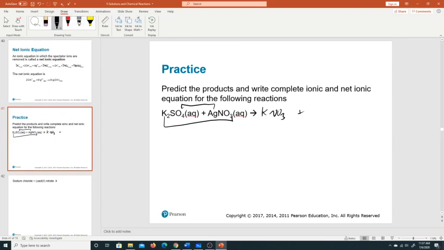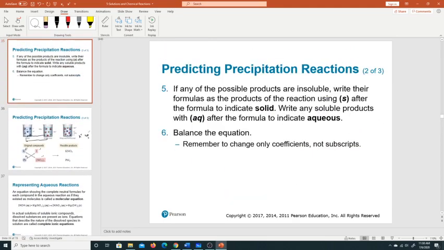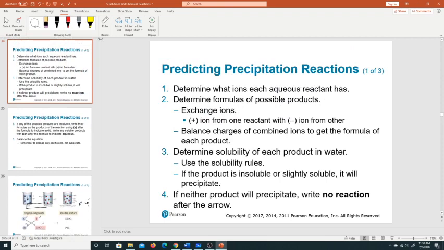The other possible product is Ag with SO4. Silver is +1. SO4 is on the polyatomic ion chart, which you should have memorized, and it is -2. Do these charges cancel? They don't, so we crisscross the charges and get Ag2SO4. I need two silvers to cancel the two negative charges of the sulfate. That's the first thing we do: we predict the products.